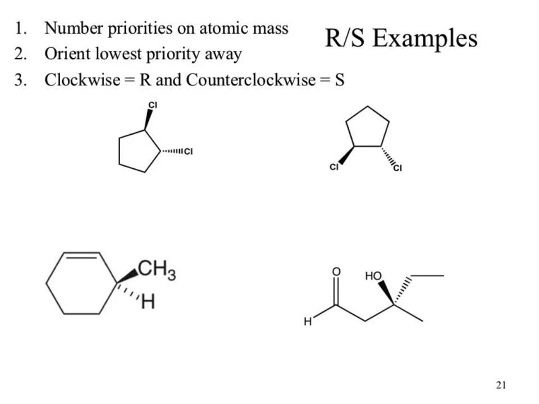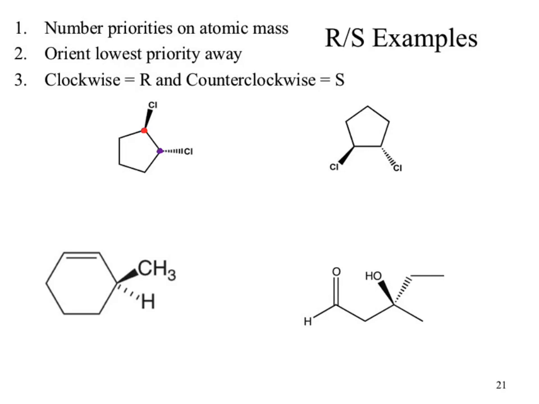Okay, if we pick the top left, the first thing we should do when we're assigning R and S is to identify if we have chiral atoms. Indeed we do. We have two chiral atoms. We'll call them red and purple. When we go through to assign, we want to now assign our priorities to all four groups.